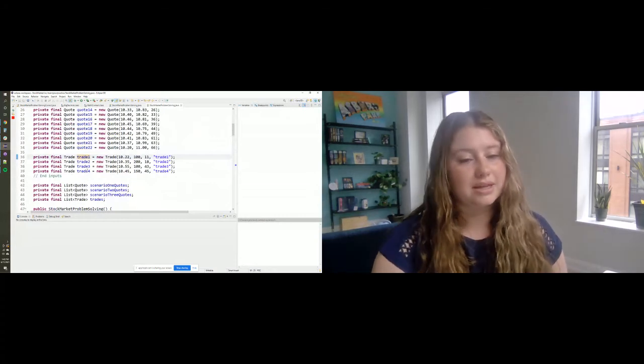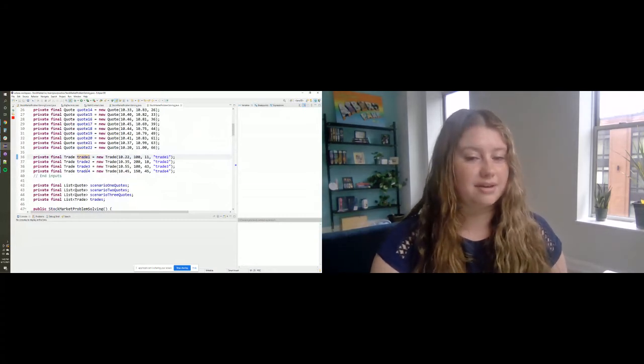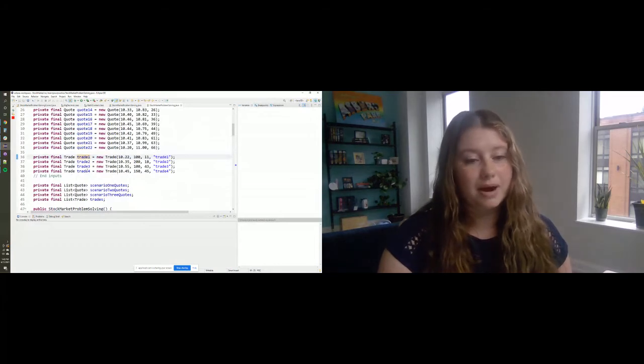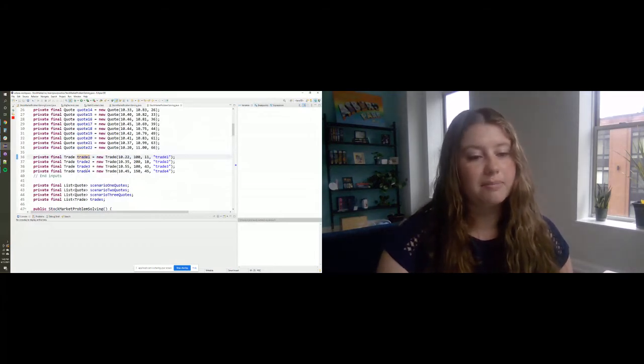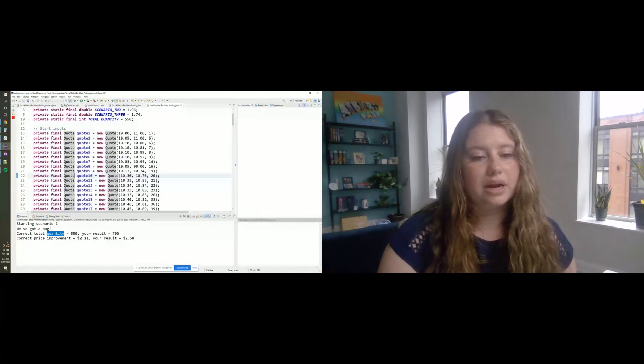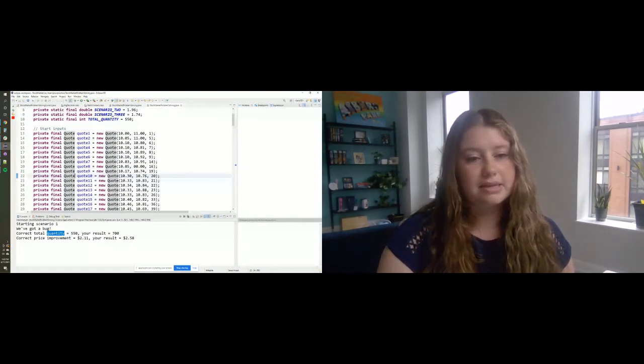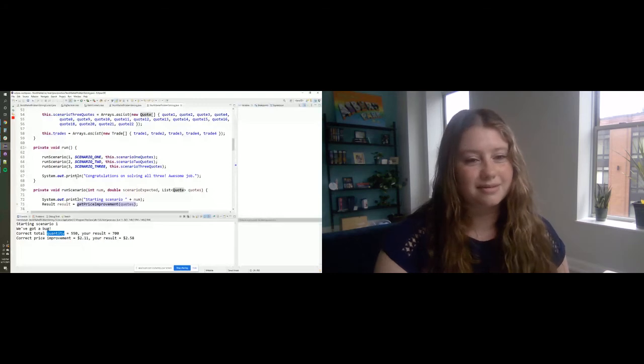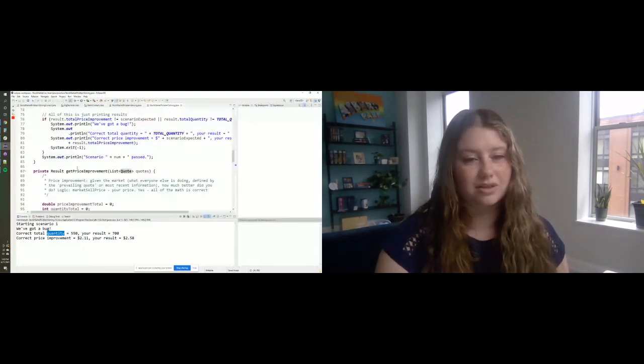So the correct total quantity is 550, and my result is 700, which is clearly wrong. There's also a problem with price improvement, but let's start by looking at the quantity. So where do I check my quantities? Now, since I already know this, I'm going to get this answer pretty quick, but the rest of them are going to take you probably a little bit longer.